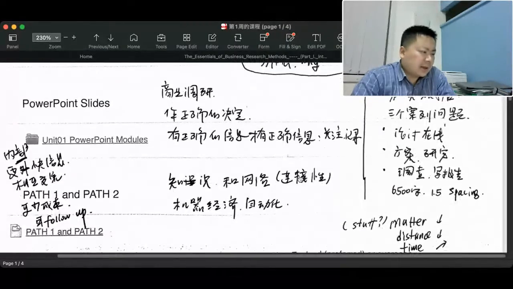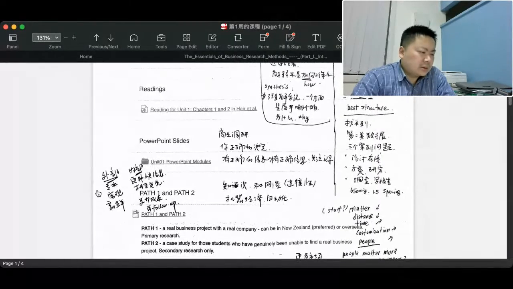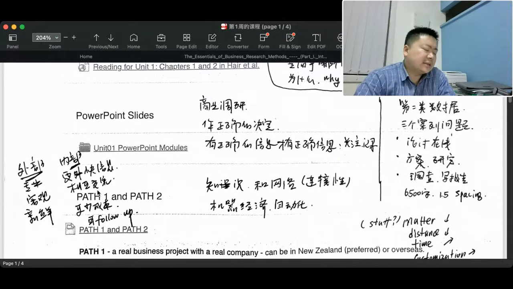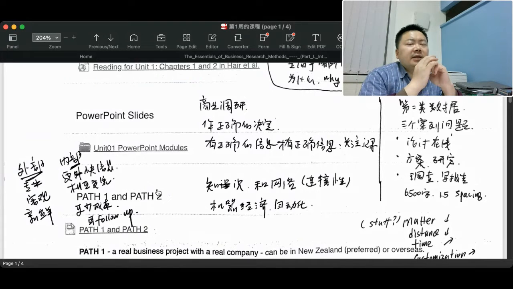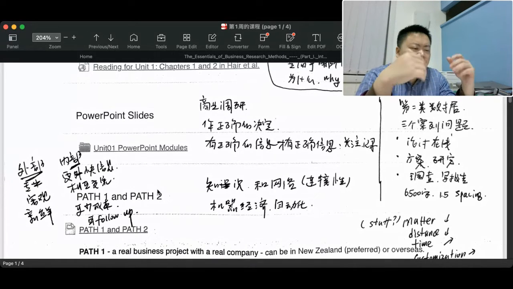The teacher compared two kinds of researchers: internal and external. The external consultants will be more professional, more objective, and they bring a fresh mind to the business.